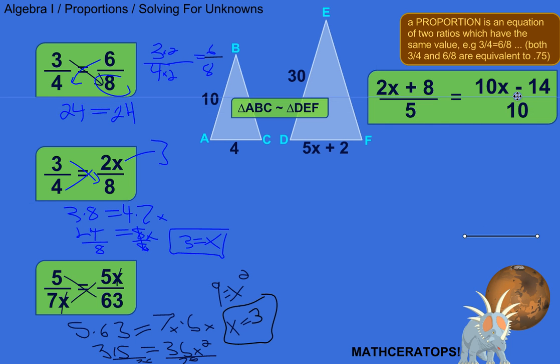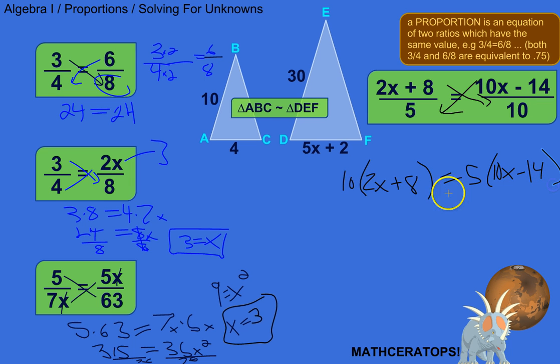Alright, so 2x plus 8 over 5 is equivalent to, or has the same value as, 10x minus 14 over 10. This looks crazy, right? But let's just follow the steps. We cross multiply and set those equal to each other. So 10 times 2x plus 8 is equal to 5 times 10x minus 14.